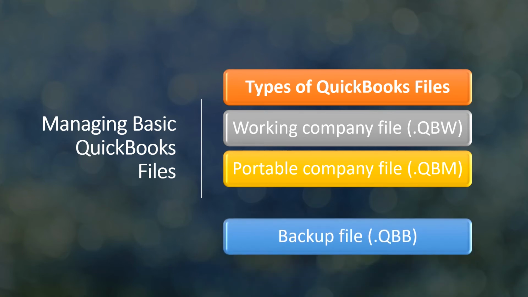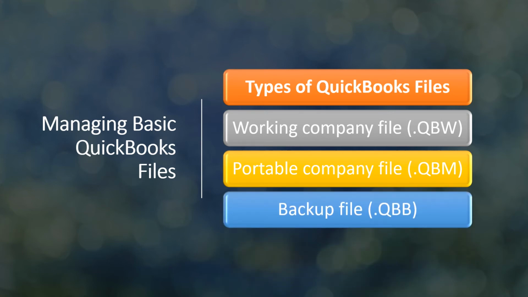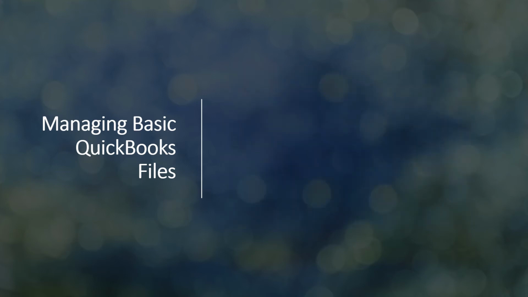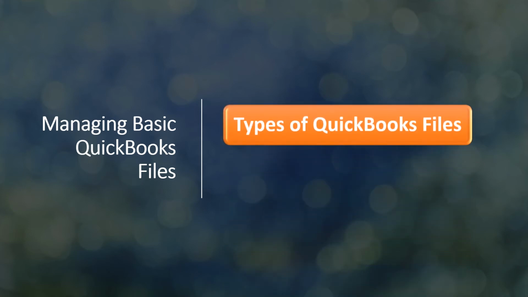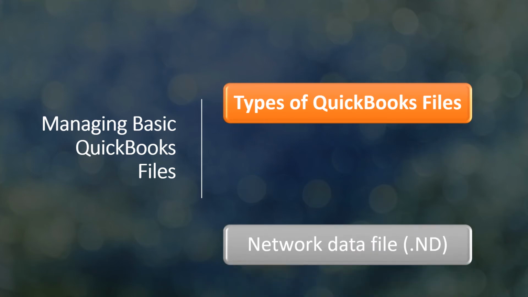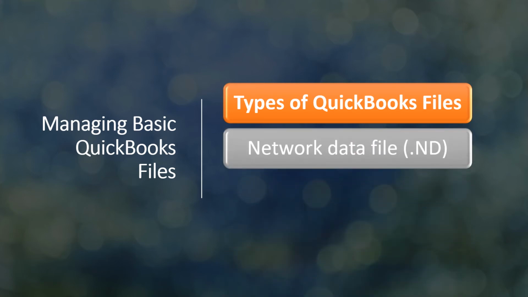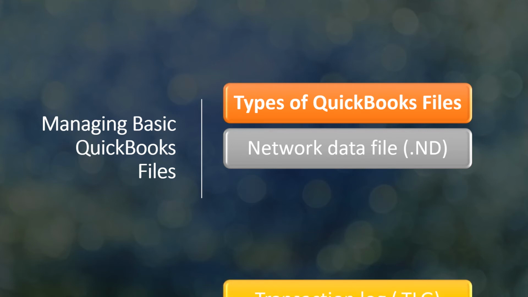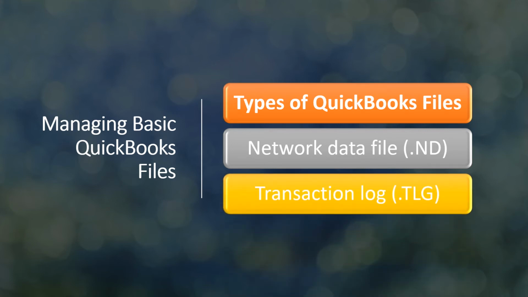A backup file, QBB, is created when you select the backup option. It is used to store a copy of your data in case your main file becomes corrupted. A backup file is a compressed file that must be restored before it can be used. File integrity is validated during a backup. 2 other QuickBooks file types play essential support roles for your company data. A network data file, ND extension, contains essential configuration data. A transaction log, TLG extension, can help you recover any data entered after your last backup operation.